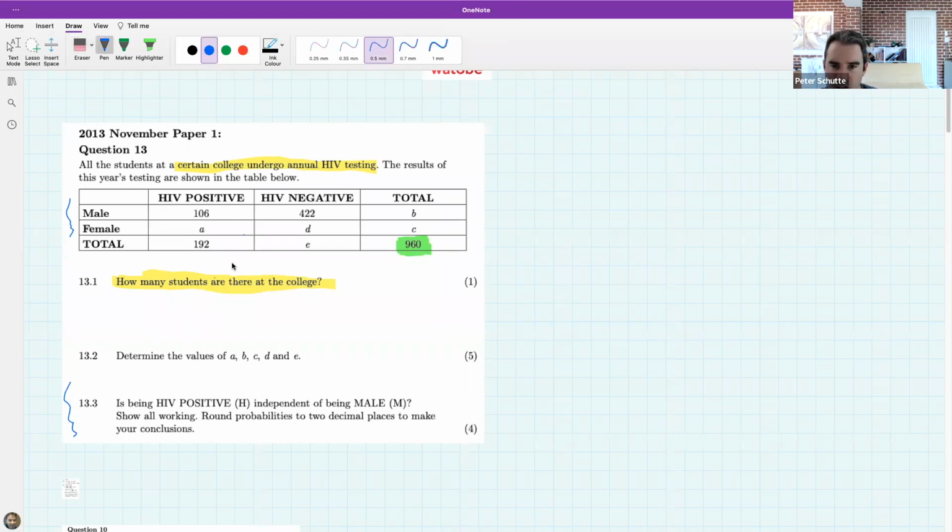If I look at the chat, I see Nolotando, Owami, Tato have given answers. From what I'm seeing, they're saying the total is 192. If I take away 106, so 192 minus 106, I get 86. And I agree with you, because the male and female total for HIV positive is going to be that. Okay. And what about these other ones over here, over here? How are we going to work those out?